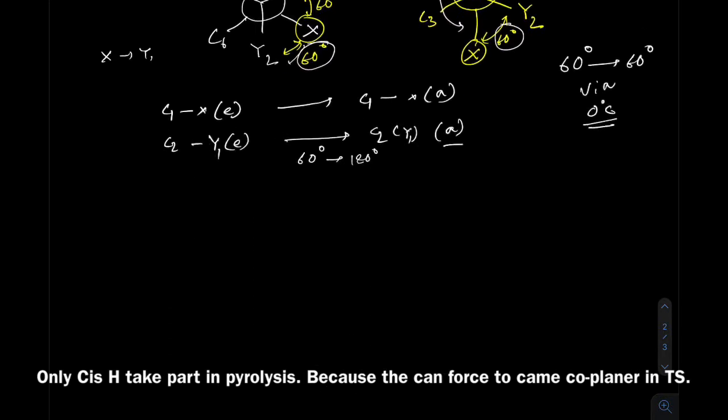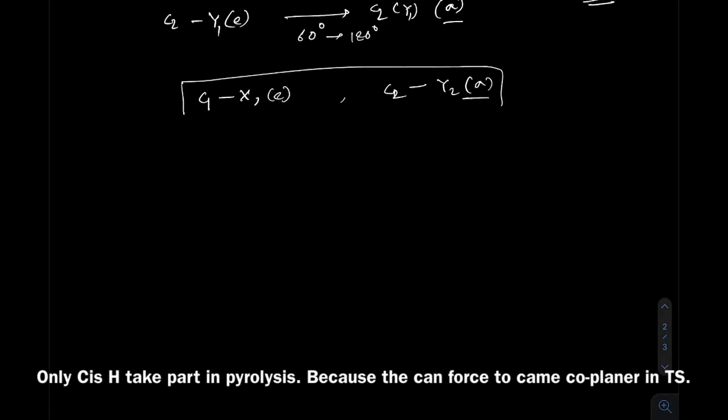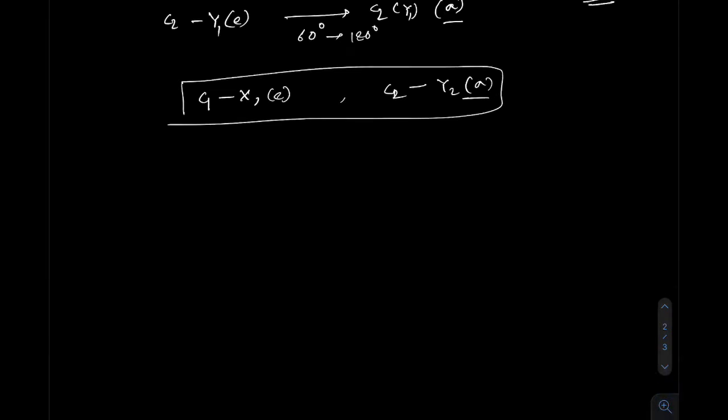Therefore we can easily say that the C1x which is equatorial before flipping and C2y2 which was axial, only this situation is possible for pyrolysis, because in this case it is easier to force one axial and one equatorial bond to come in coplanar than two equatorial bonds. Now after that conclusion, next come to our previous problem.